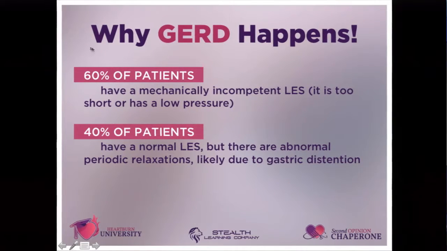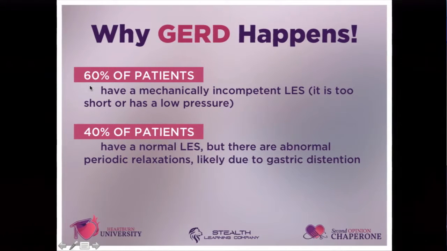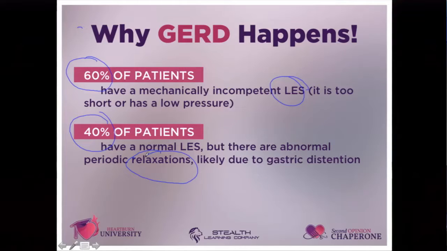Now, I want you to understand this. 60%, as we go back, 60% of patients have a LES or a valve that is just too weak. The valve is just too weak. But 40% actually have a normal strength of the lower esophageal sphincter, but every now and then, for whatever reasons, the sphincter will become lazy and not do its job. And then all of a sudden, that's when you can actually start having heartburn.